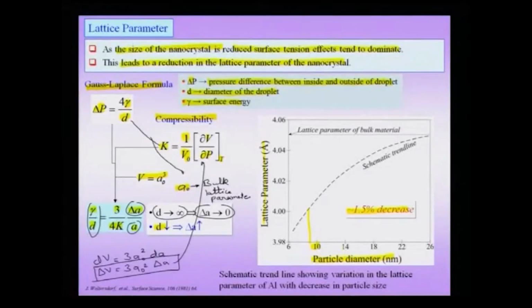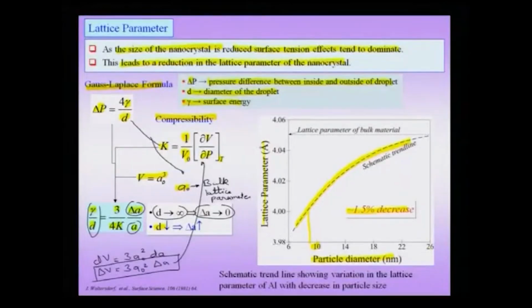Therefore, you can see here the reduction of lattice parameter with particle size. This is a schematic trend line arrived at by looking at many systems, and you can see that the effect seems to dominate only when the particle diameter is below about 50 nanometers. So you can safely say that a nanoparticle or nanocrystal above 50 nanometer in size behaves like a bulk, even though it is nanoscale. With respect to lattice parameter, it is as good as a bulk crystal.